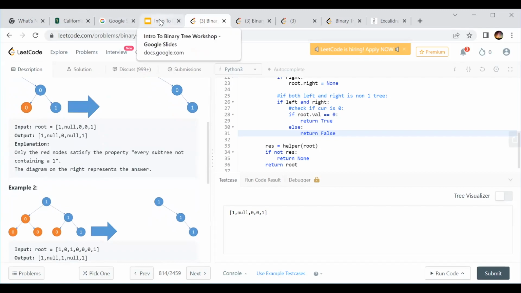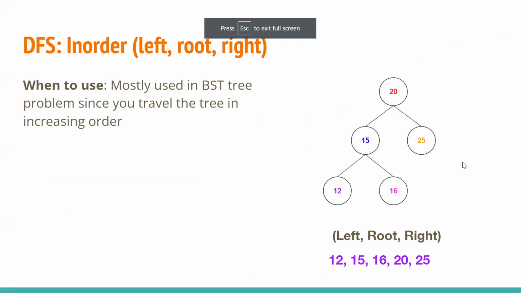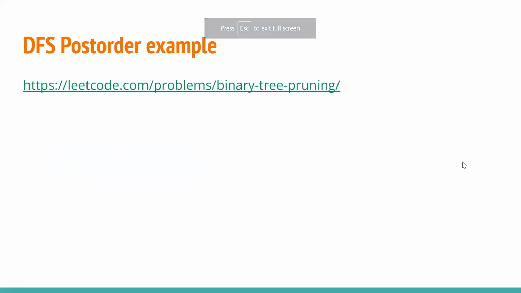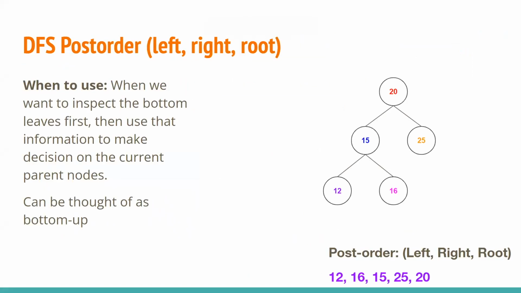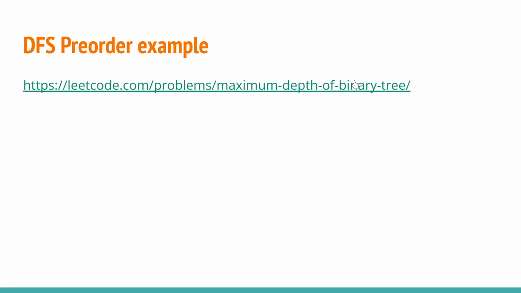Okay, no questions. All right, next one is in order. Oh, wait, that was post order. Okay, we skipped pre-order. So pre-order. This one is a little bit easier. Instead of processing the children first, we process the current node first, before going down. So here's another example. This one is a lot easier than the previous problem.